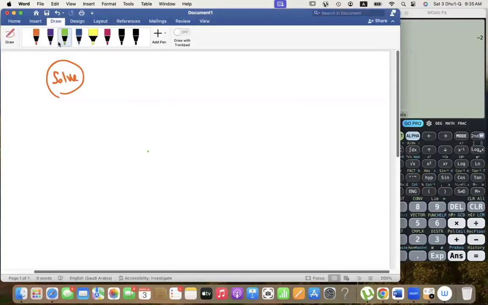Let's show you an example of how to solve trigonometric functions. So let's say that we have an example, and we need to solve it. 10 sine theta plus 5 equals 0. We need to solve this equation.